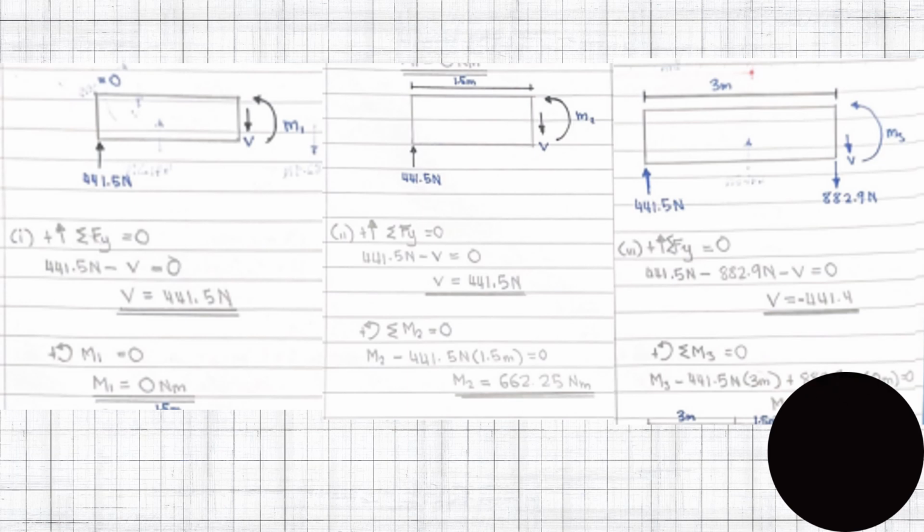So when it comes to moment, the calculation must be M3 equal to 0, therefore M3 minus 441.5 Newton multiplied by 3 meter plus 882.9 Newton multiplied also by 3 meter is equal to 0. So therefore the answer is the value that you can see here. That's all from me for this calculation, and I'm going to pass to the next presenter. Thank you.